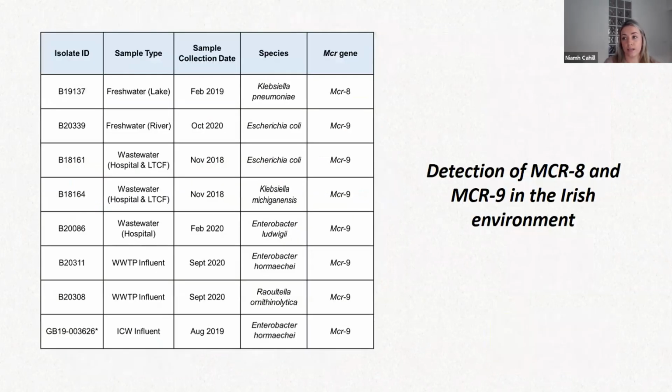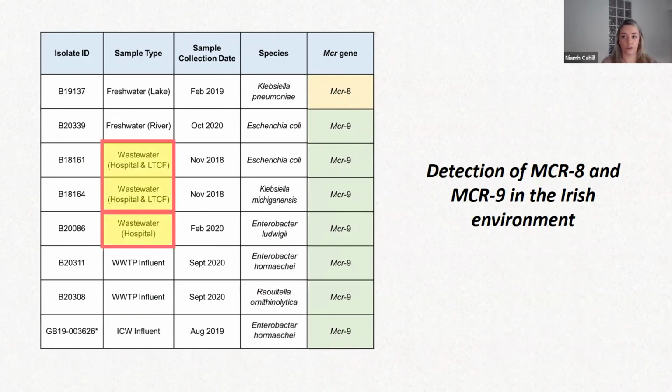So overall, 8 MCR positive isolates were detected: 1 MCR8 and 7 MCR9 positive isolates. These were detected in 6 different samples: a freshwater lake sample, a freshwater river sample, a hospital and long-term care facility wastewater sample, a hospital wastewater sample, wastewater treatment plant influent, and ICW influent, which is our integrated constructed wetland.